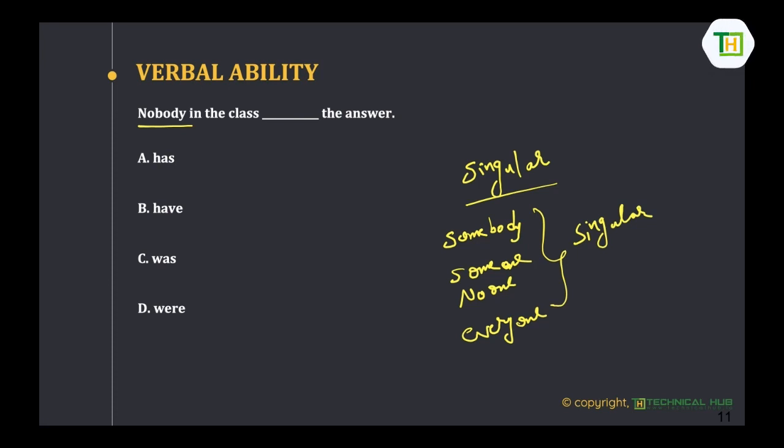That means out of many people, not even one knows English. See, it's as if one of my friends is sitting in the class. So as it is singular, you cannot use have, you cannot use were. Now, nobody in the class dash the answer. What is the answer here?